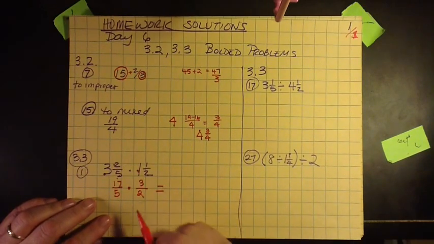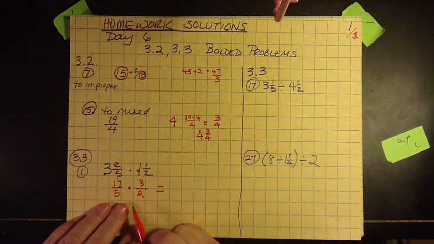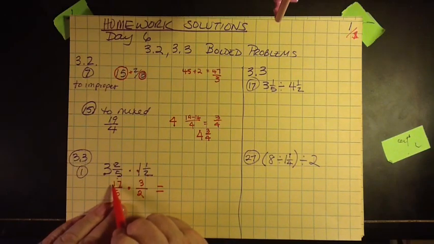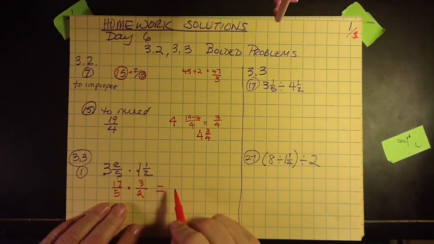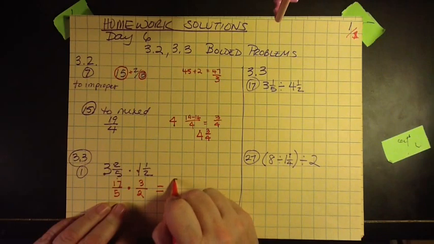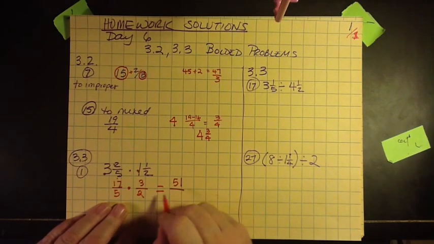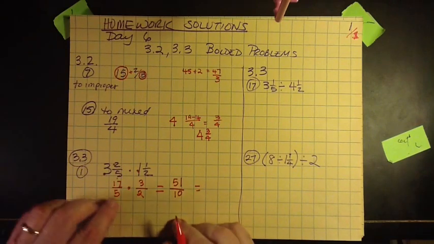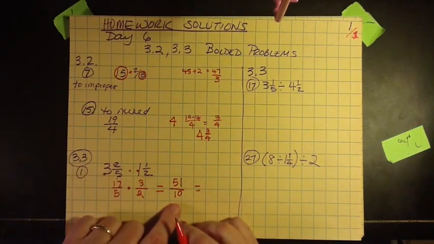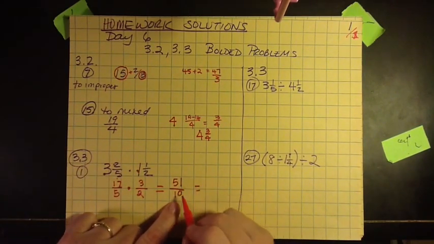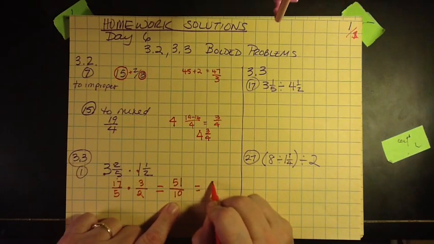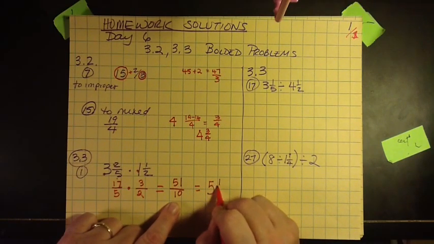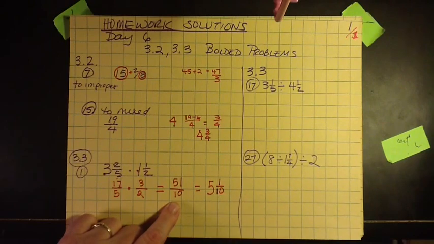Now I'm just going to do my normal multiplying fractions. I'm going to multiply straight across. 17 times 3 is 51. 5 times 2 is 10. Since I started with mixed numbers, I need to end with mixed numbers. So 10 goes into 51 5 times with 1/10 left over.